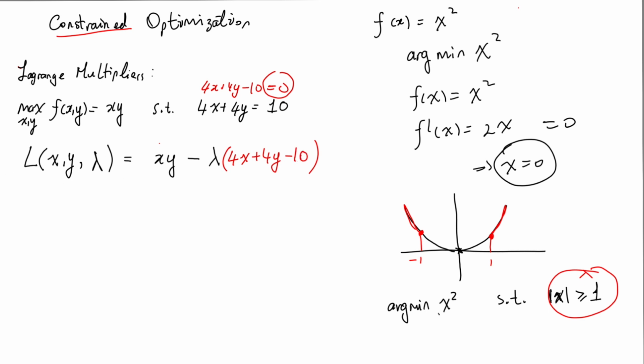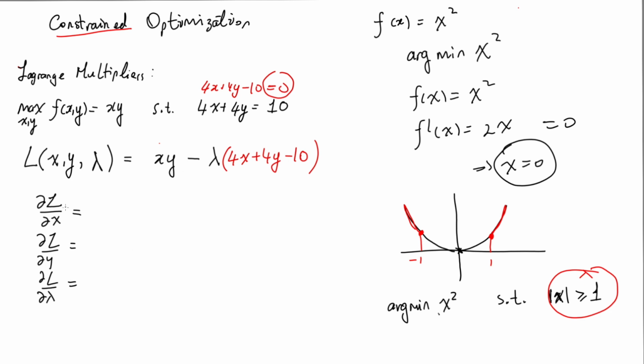The nice thing about the Lagrangian is you try to optimize or maximize it just in the usual way that you would do a standard optimization problem. That means that we would take the partial derivative with respect to x, the partial derivative with respect to y, the partial derivative with respect to lambda, and we would just make them equal to 0 and try to solve.